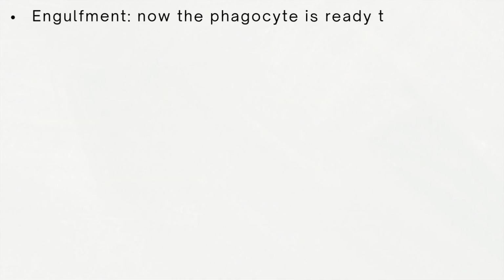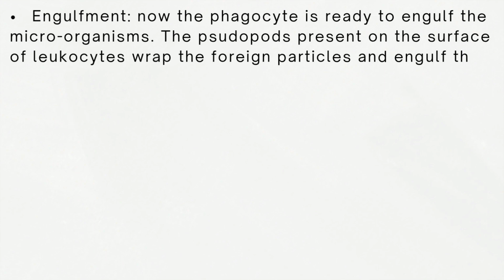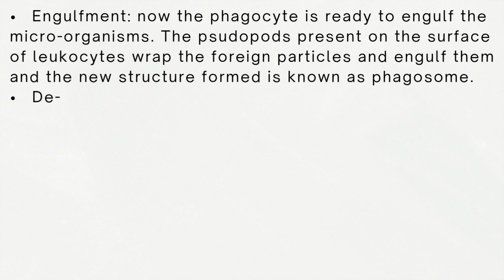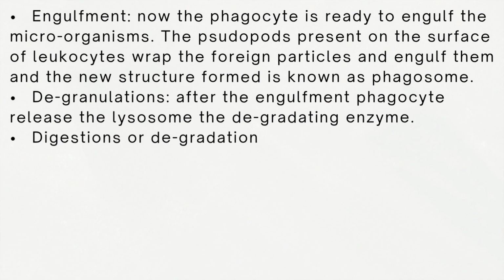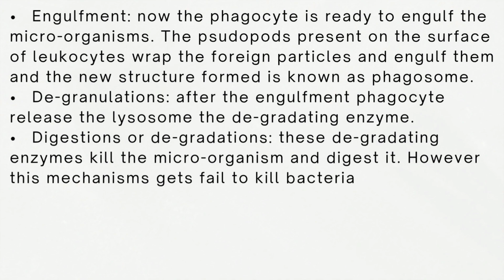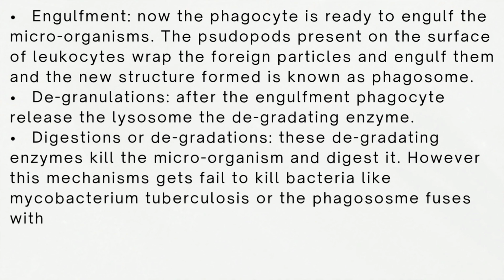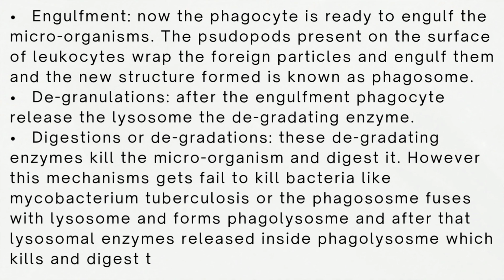Engulfment. Now the phagocyte is ready to engulf the microorganisms. The pseudopods present on the surface of leukocytes wrap the foreign particles and engulf them, and the new structure formed is known as a phagosome. Degranulation. After the engulfment, the phagocyte releases lysosomes, the degrading enzymes. Digestion or degradation. These degrading enzymes kill the microorganism and digest it. However, this mechanism fails to kill bacteria like Mycobacterium tuberculosis. The phagosome fuses with the lysosome and forms a phagolysosome, and after that lysosomal enzymes are released inside the phagolysosome, which kills and digests the bacteria.